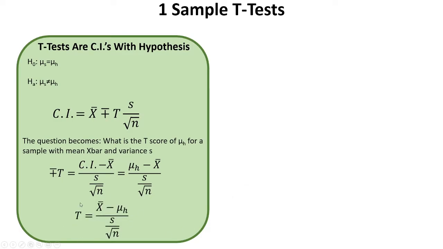And so this is what the t-statistic is for a t-test. It's just x bar minus your hypothesized mean divided by the standard error of the mean, right? So just resolving your confidence interval, you can end up with your test statistic for the t-distribution that's going to help us with these hypotheses.